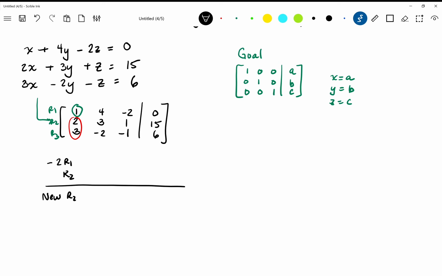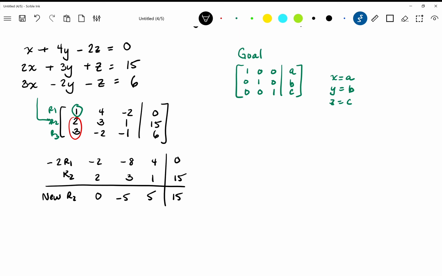So -2 times the first row is -2, -8, +4, and then -2 times 0 is 0. And then R2 originally was 2, 3, 1, 15. And when I add those together, I get 0, -5, 5, 15.